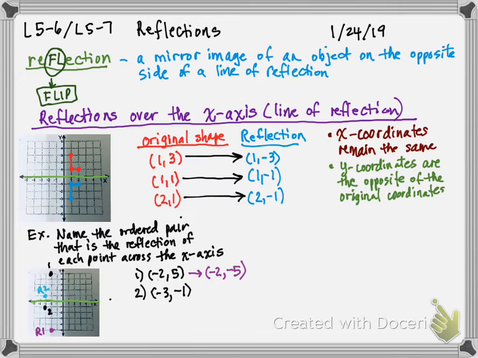for point 2. So let's look at that ordered pair. Let's see, we had -3, +1. So let's see if it met our criteria. Did our x-coordinates stay the same? Yep, -3, -3. Are our y-coordinates opposites? -1 becomes 1. Yep, there we go.